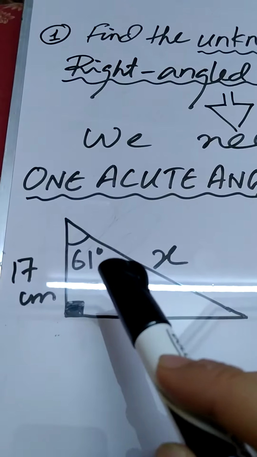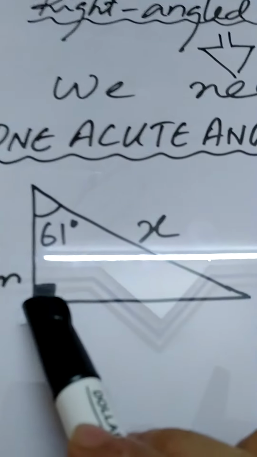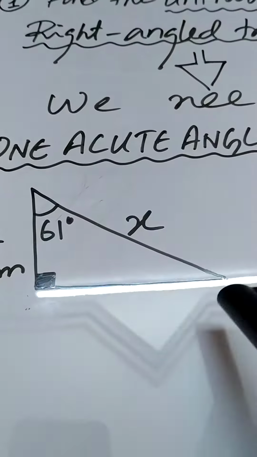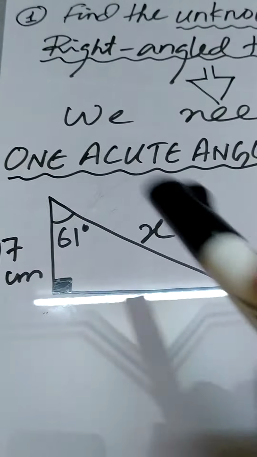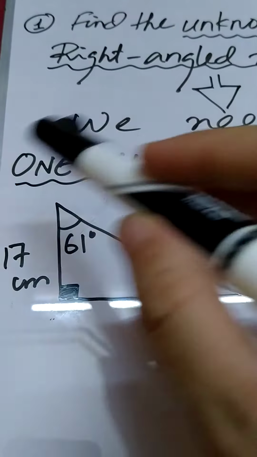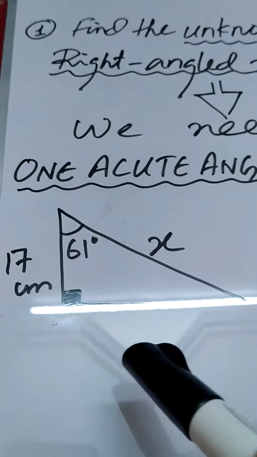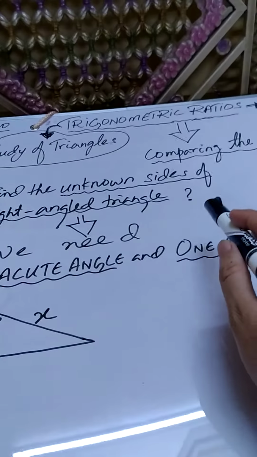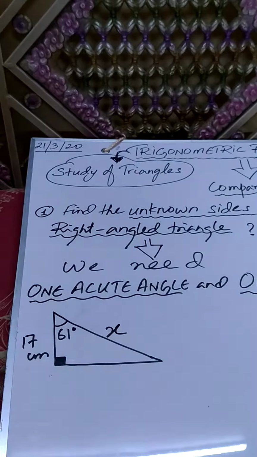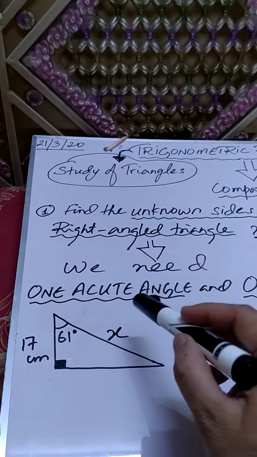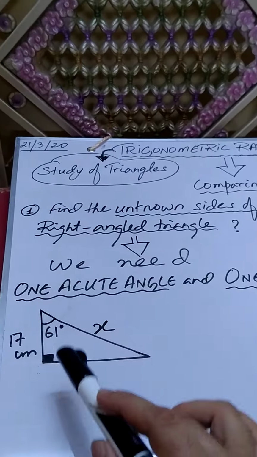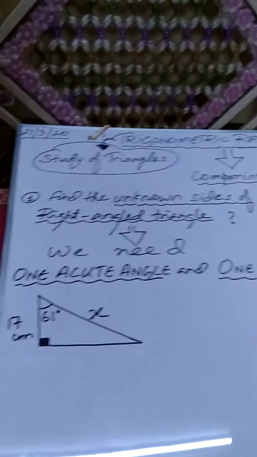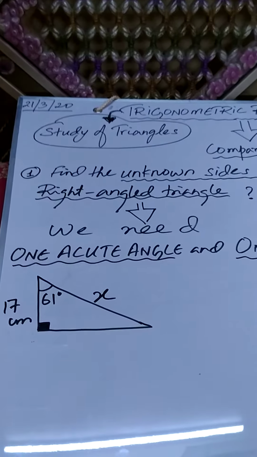So always remember guys, in a right angle triangle, one of the angles is 90 degree and this angle and this angle, both of them are always acute angles, less than 90 degree, because the sum of all the three angles is 180 degree. So remember guys, when I say find the unknown side of a right angle triangle with the help of trigonometric ratios, I always need one acute angle and one side. Look here guys, one acute angle and one side is given, so we can find it. So we will apply trigonometric ratios.